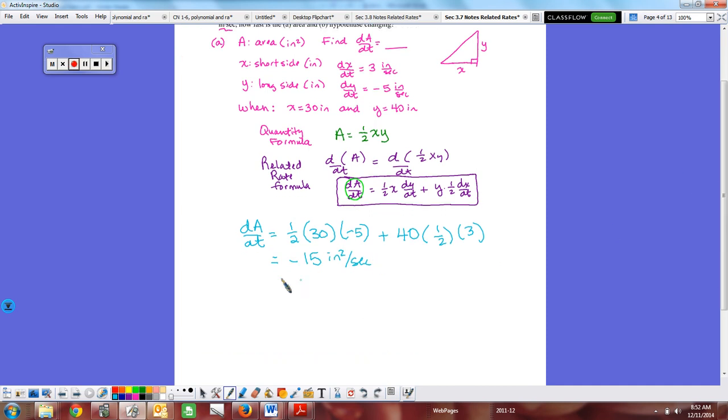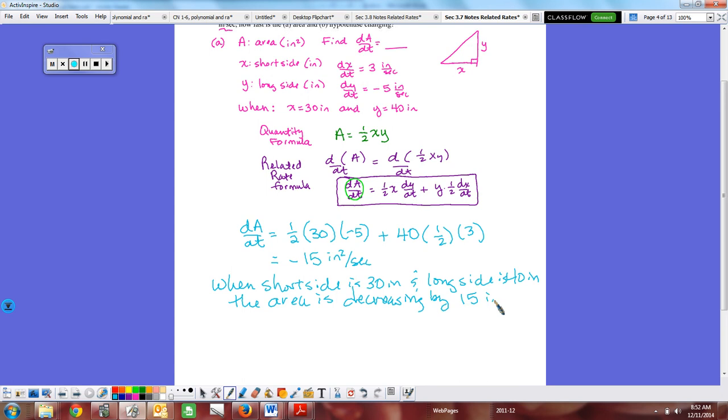And then you always write the sentence that goes with the problem. So you're like, okay, what's the sentence? When the short side is 30 inches and the long side is 40 inches, the area is doing what? Decreasing by how much? 15 inches squared per second. And so we have the problem worked out for us.